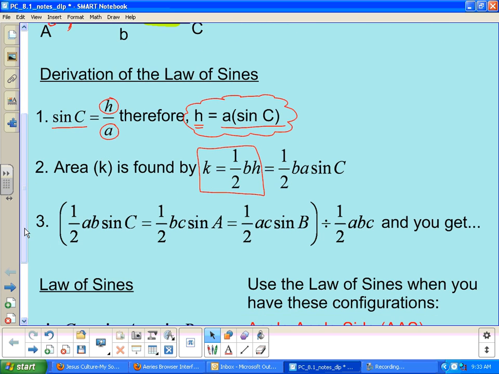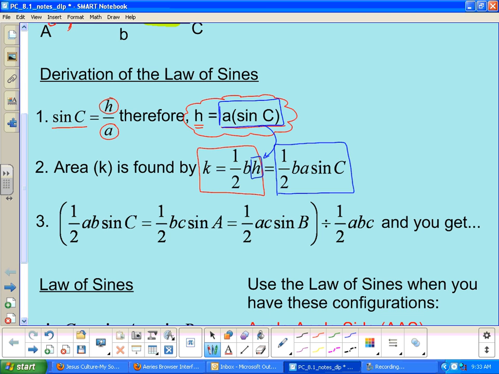And all we're going to do is we're going to substitute whatever our H was that we found up here. We go ahead and we stick it in there, and we get this new equation for the area of the triangle. Replace H with, in this case, A sine C, and we get 1/2 BA times the sine of C. All right, following along so far? You guys good?